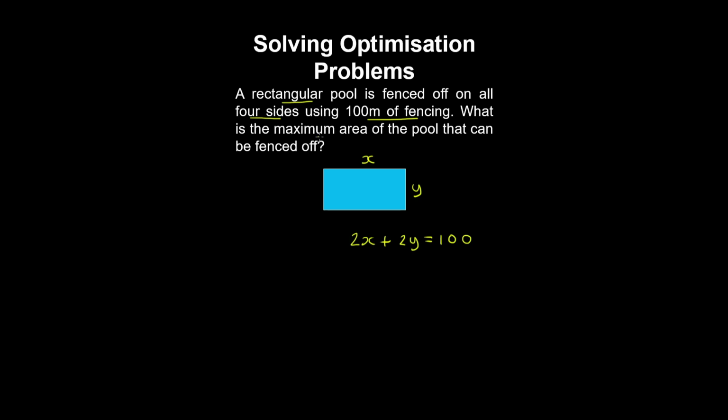Now what we're looking for is the maximum area of the pool that can be fenced off. The maximum and minimum of a function can have different meanings in different contexts. So the area is equal to x times y. What we'll do is solve for y and then substitute that into the area, to get the area as a function of one variable, because we need to differentiate it and set it to 0 to obtain a maximum area.